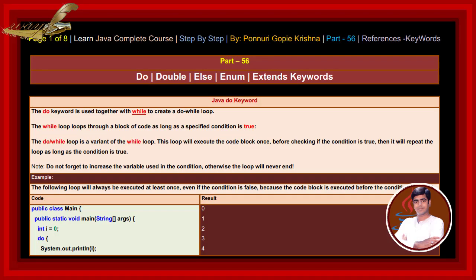In this session, let us learn about do, double, else, enum, extends keywords. Java do keyword. The do keyword is used together with while to create a do while loop.